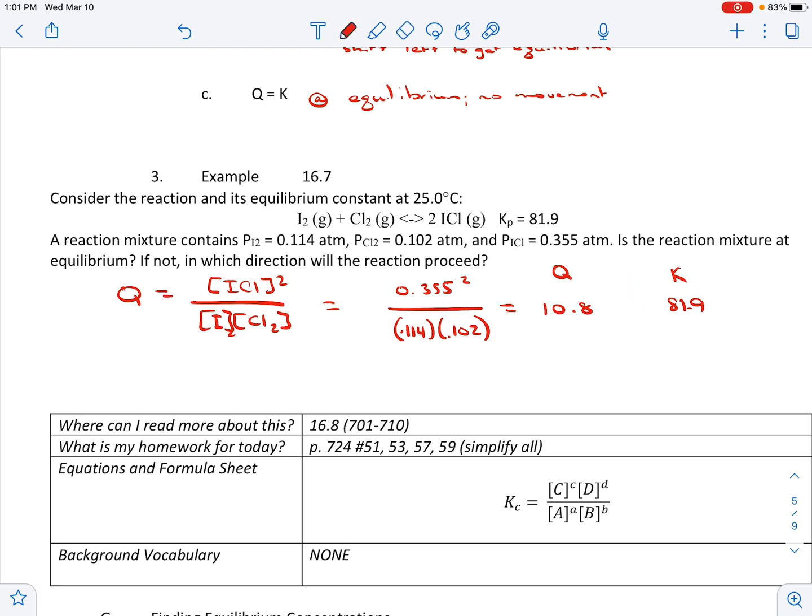So Q is less than K. Right? So we're going to shift to the right. So we're going to shift towards the products. So we could either say shift right, or we could say shift towards the products.